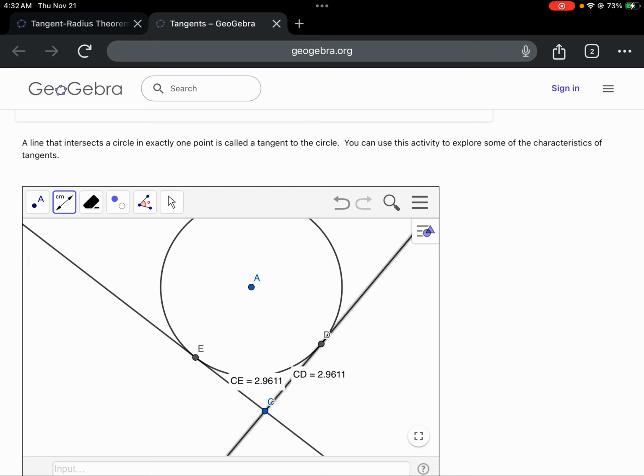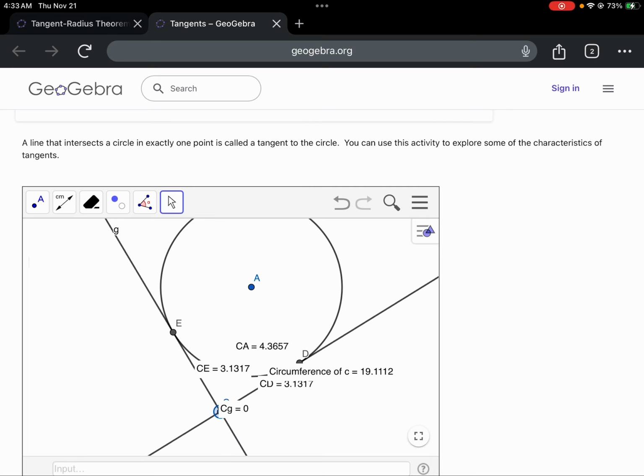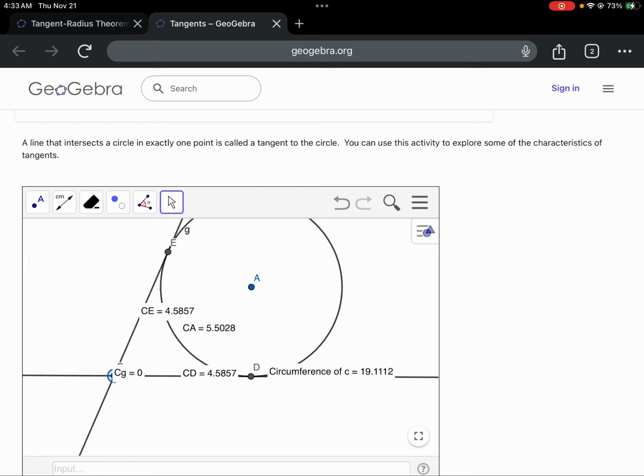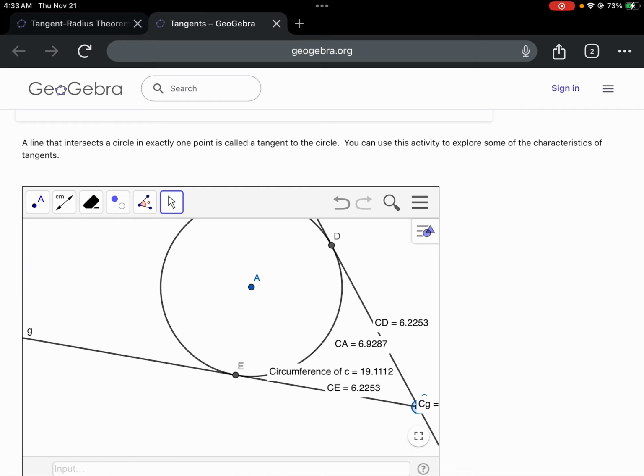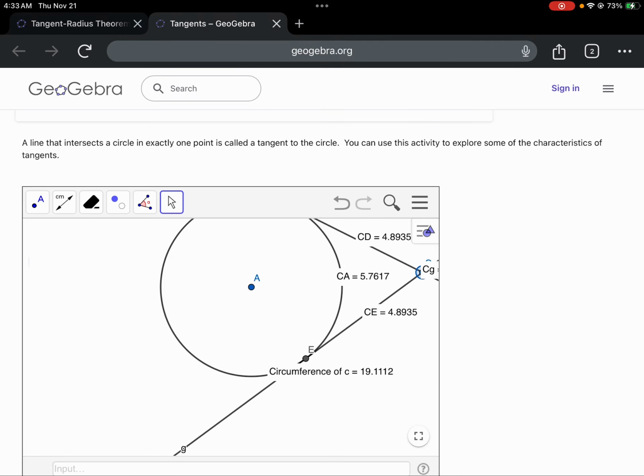And once again, let me see, can I move these? No, I can't. Thought I could. Oh, there we go. If I move them, it doesn't matter where I move them to. Notice they're always the same.